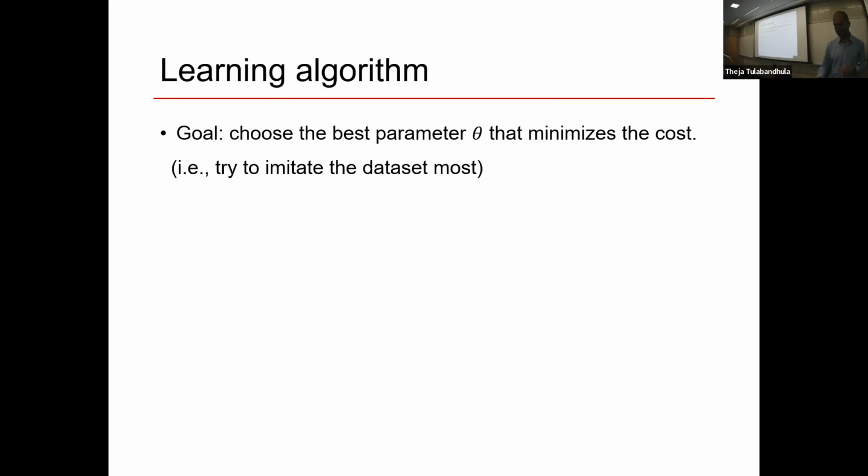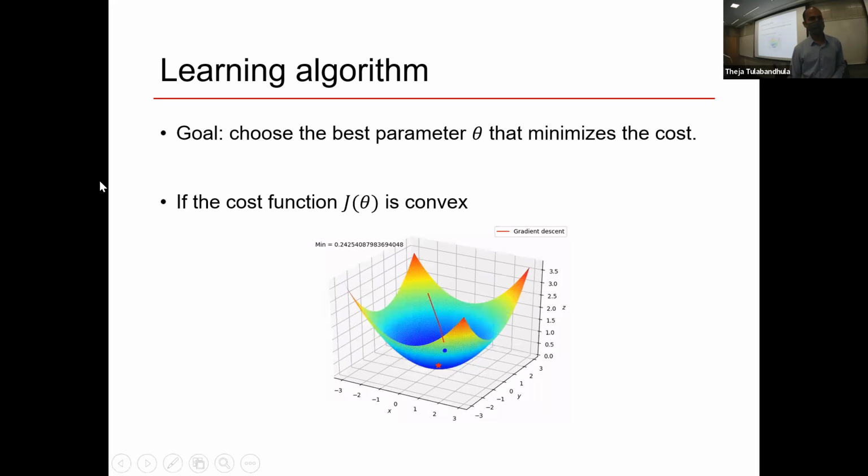So the learning algorithm, or the learning procedure, to find the best model: as I said, the goal is to choose the best parameter that minimizes the cost, or that loss function. It's a natural choice because it's trying to find the theta which lets the function imitate the data set the most, that is, mimic the y values in the data set the most. So here's the approach: we use what's called gradient descent, and we'll talk about gradient descent in the next slide.